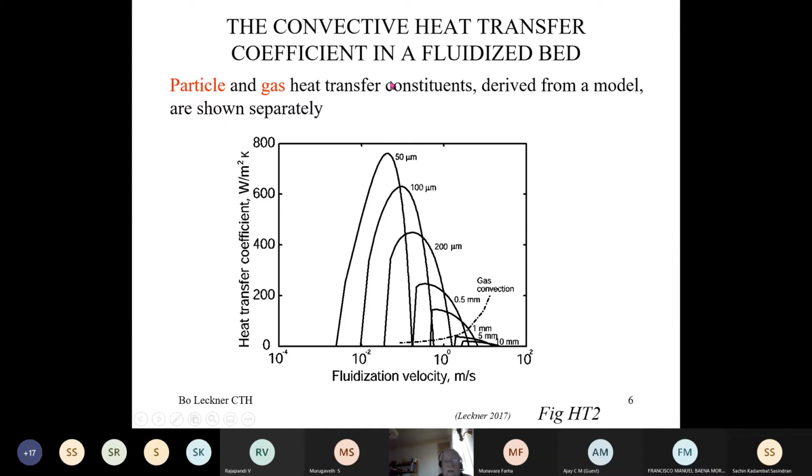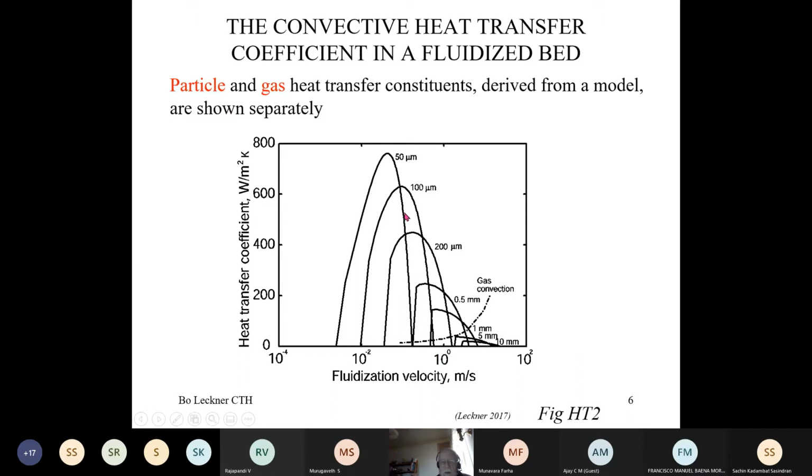The particle convective heat transfer is illustrated in this figure, where the heat transfer coefficient is here, and the logarithmic scale of fluidization velocity is found here. These curves are based on a model, so they are not really measurements, but it is a model. The model says that initially, when fluidization starts, heat transfer increases. Then it goes to a maximum, but then the bed becomes diluted, and finally the bed disappears, and then the heat transfer also disappears.